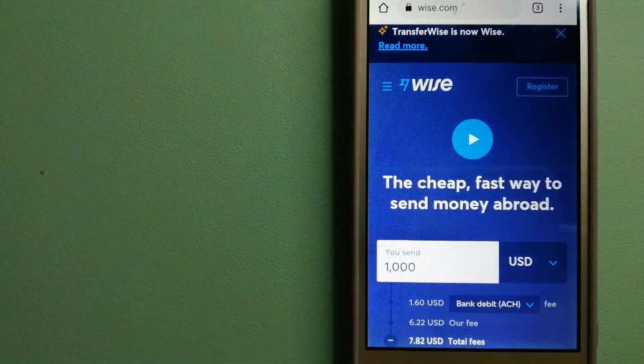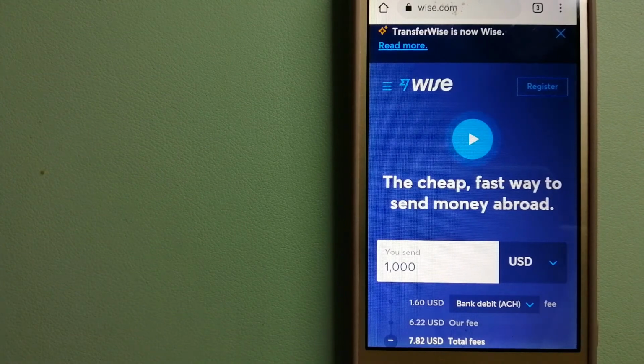The third option is WISE. Formerly TransferWise, people on every continent around the world are choosing WISE to help them live, travel, and work internationally. They have the fairest and the easiest way to send money overseas.